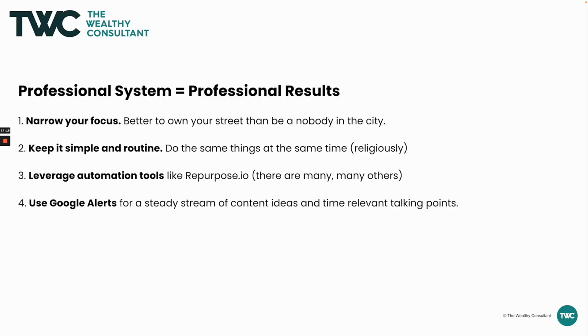I like to use Google Alerts for a steady stream of content ideas and time-relevant talking points. If you're not familiar with Google Alerts, just Google "Google Alerts," ironically, and it will fill you in on exactly what that looks like and how it works. But basically, it's just going to alert you at whatever cadence you want with new things or topics, news events, etc., that have happened within particular fields of interest that you want to follow. And this is just a great primer for things to talk about, to be very timely in your market. Say, oh man, this just happened today. Check this out. And it just allows you to stay very relevant for your audience.